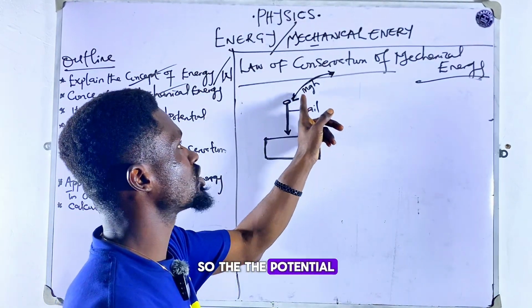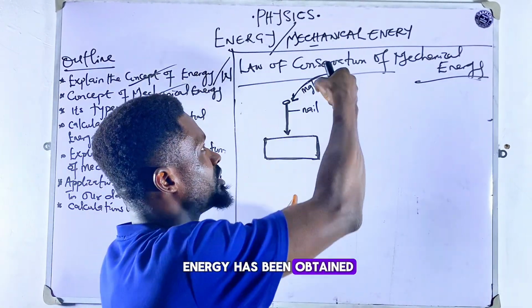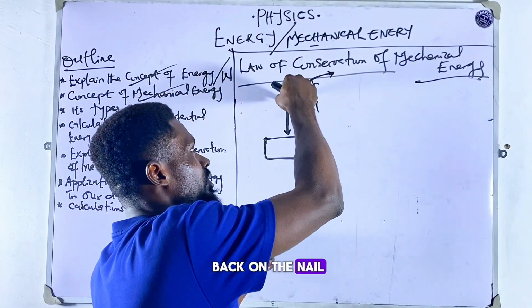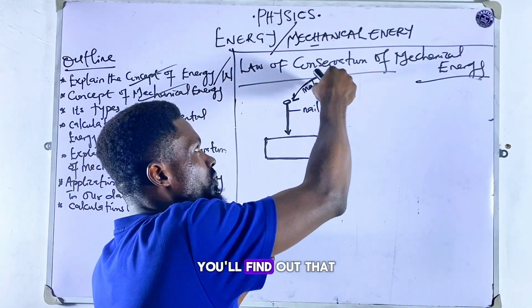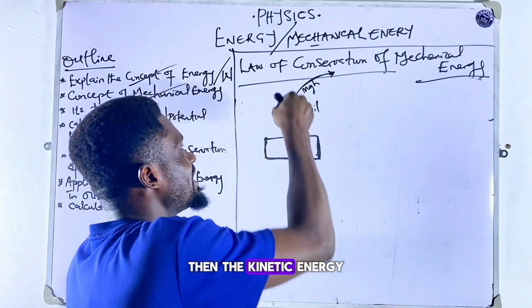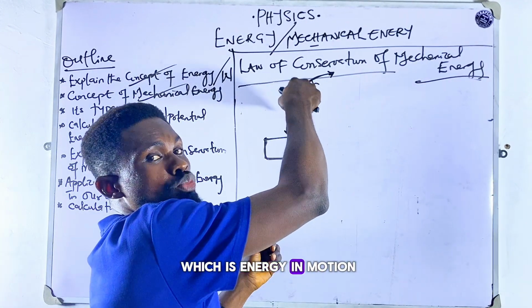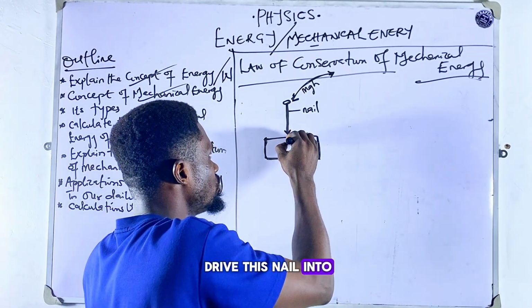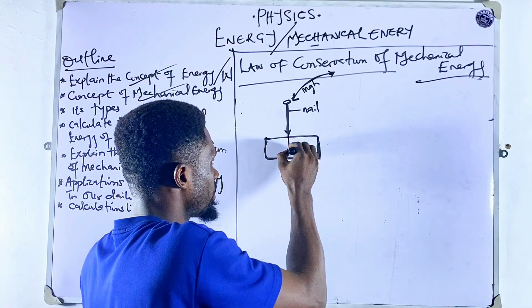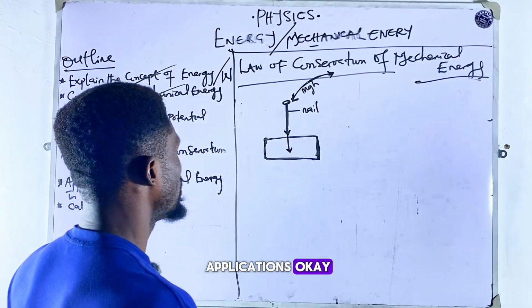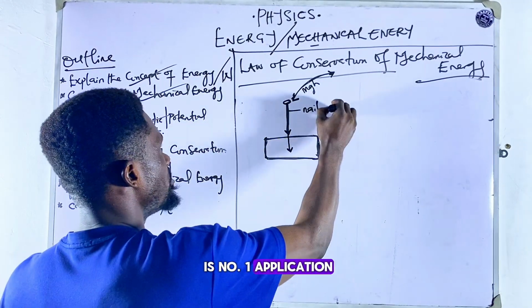So the potential energy has been induced to the hammer. Then on hitting it back on the nail head, you find out that the potential energy will be converted into kinetic energy. Then the kinetic energy, which is energy in motion, will now help to drive this nail into the wood. Are you with me? Do you see? This is one of the applications, okay? This is number one application.